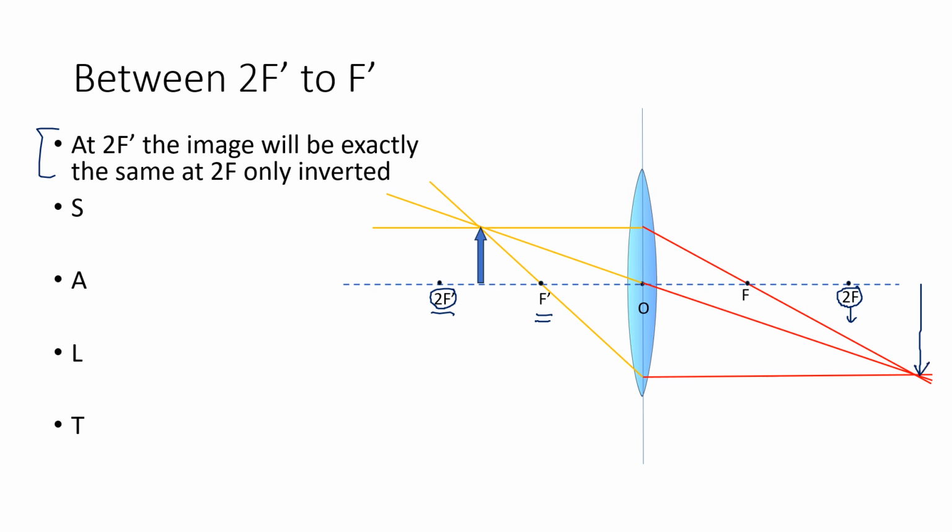So if we're going to describe this one, we'll say that this time we have a bigger image than the object. The attitude is still inverted. The location is beyond 2F, and the type is still real. Alrighty.